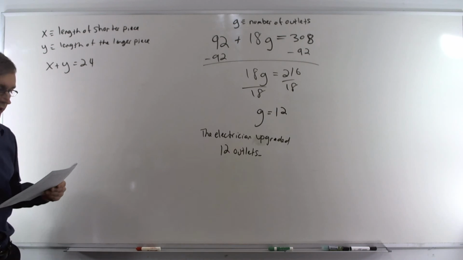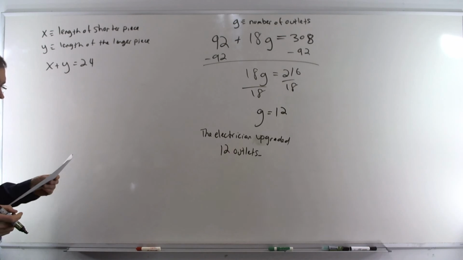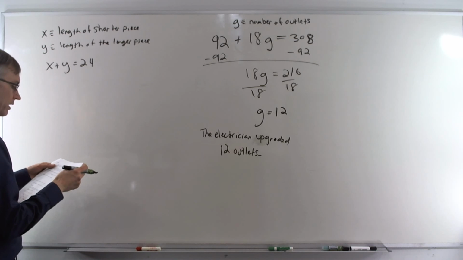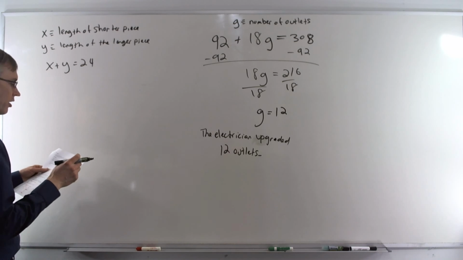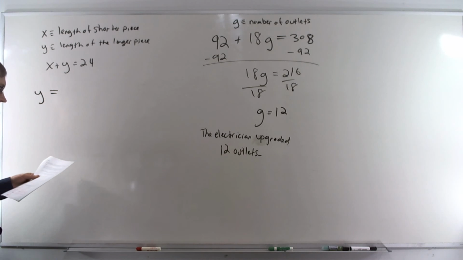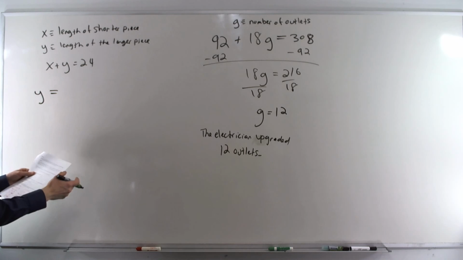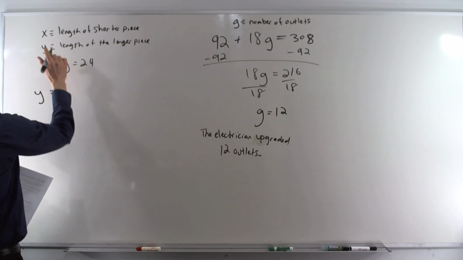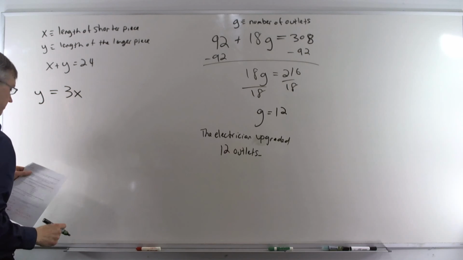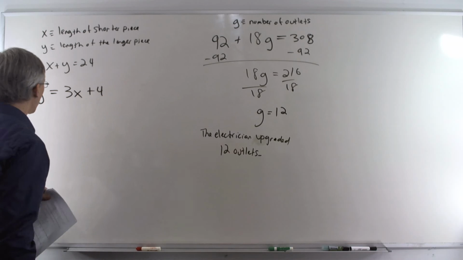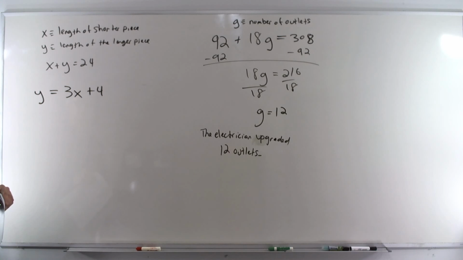Now we can translate the next phrase. The length of the longer piece is 4 inches more than 3 times the length of the shorter piece. So let's directly translate that. The length of the longer piece, that's defined to be y, is the equal sign, 4 inches more than 3 times the length of the shorter piece. So we'll start with 3 times the length of the shorter piece. x is the shorter piece, 3 times the length is 3x. Then we want 4 inches more than that, so add 4. y equals 3x plus 4.